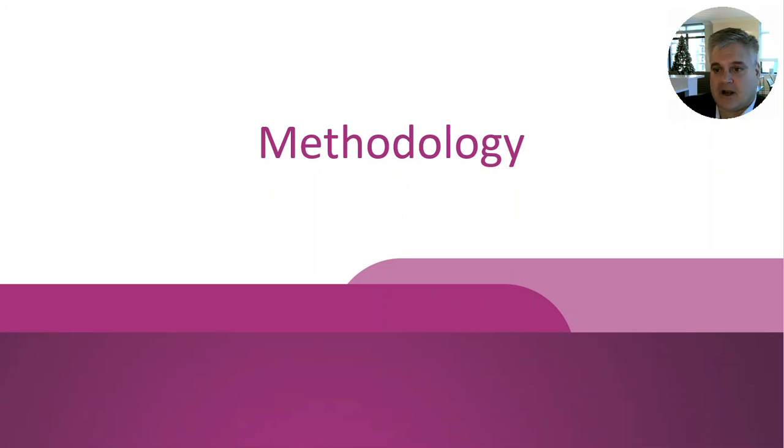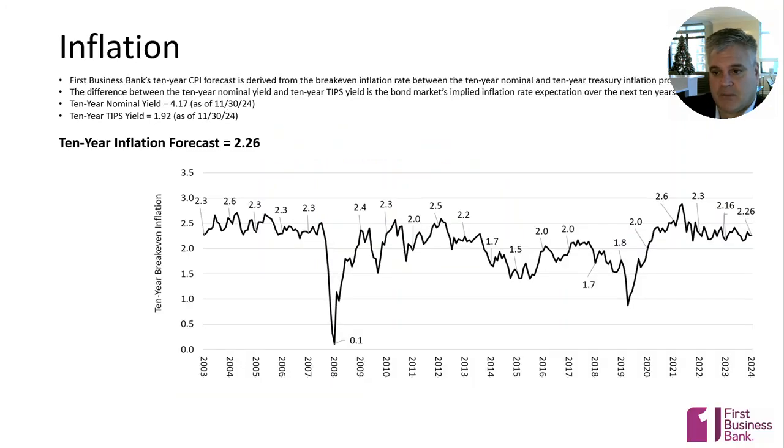So our methodology, to start with, an important building block to all of this is inflation. When we look at the 10-year nominal yield in treasuries, it's about a 4.17. We look at a 10-year treasury inflation protected security yield of about 1.9. The difference between these two numbers should be the market's expectation for inflation over time. So this is the process we're using. When we look at it now, it's about 2.26.